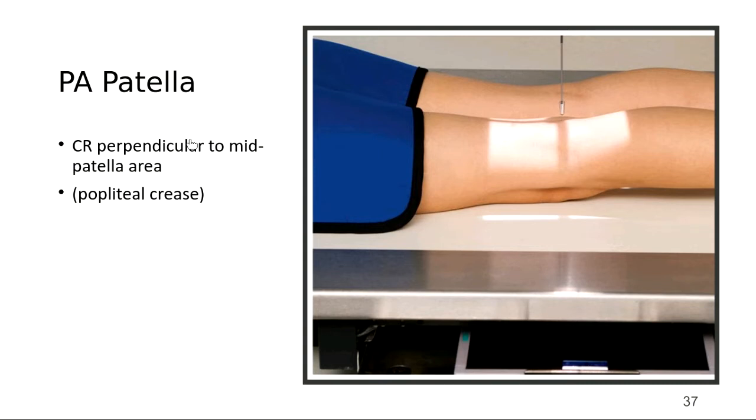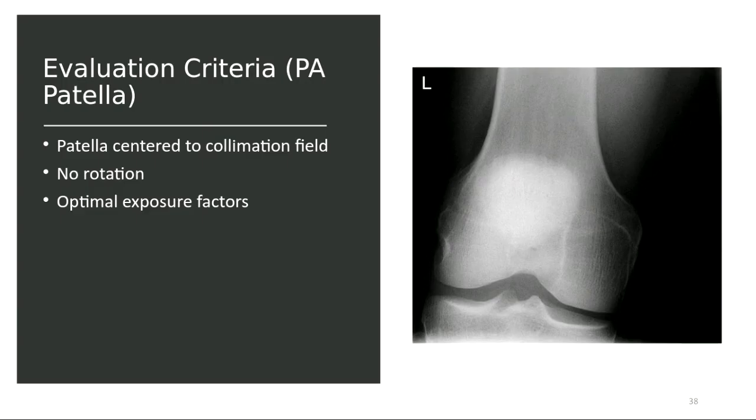The central ray is perpendicular to the mid-patella area, which is basically the popliteal crease. That's the crease in the back of your knee. That's where you would center. Midway down the leg, so this crosshair goes in the popliteal crease. This one would run down the center of the leg. Perpendicular central ray places the patella closer to the IR, and this is actually a PA patella. So the patella should end up in the center of the collimated field. There should be no rotation.